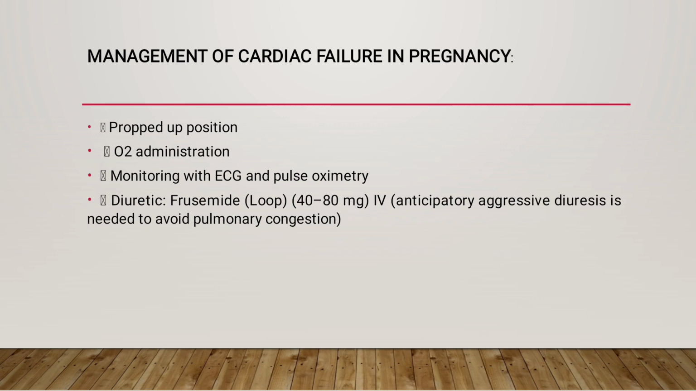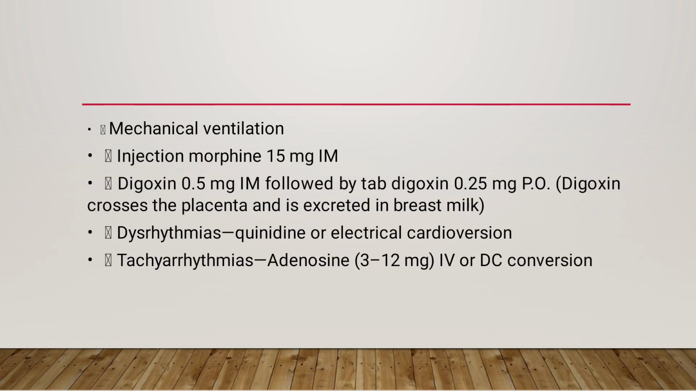Injection morphine 15 mg IM, digoxin 0.5 mg IM followed by tab digoxin 0.25 mg per oral. Digoxin crosses the placenta and it is excreted in breast milk. For dysrhythmias, quinidine or electrical cardioversion can be done. Then if tachyarrhythmias are there, adenosine 3 to 12 mg IV or DC conversions.